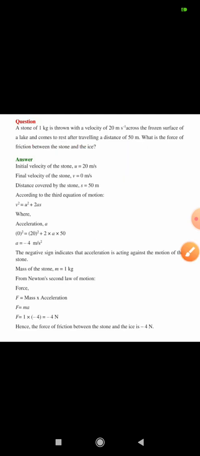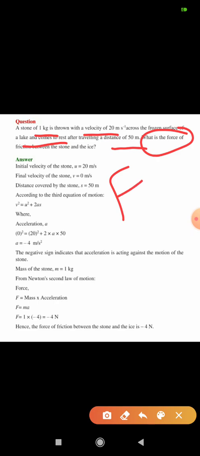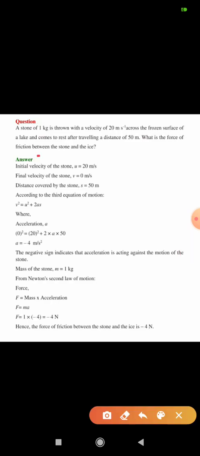Now we have the values of m, u, v and s. All four values we have. They are asking what is the force, which means we have to find the value of force, and they are asking the force of friction between the stone and ice. So the main thing which we have to find is this force.